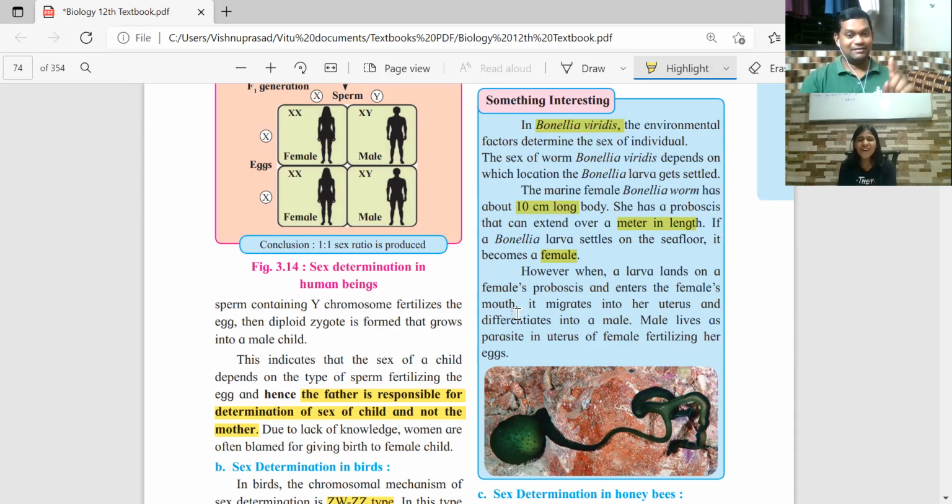The male of this worm lives inside the body of the female. Inside this female's uterus lives the male, and that's a small one. Sexual dimorphism: the female is a long one, the male is a tiny one. It's a male and female of the same species.